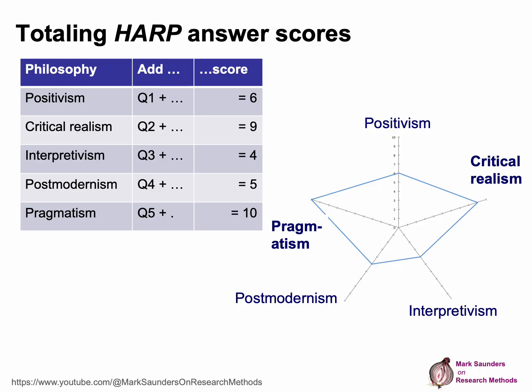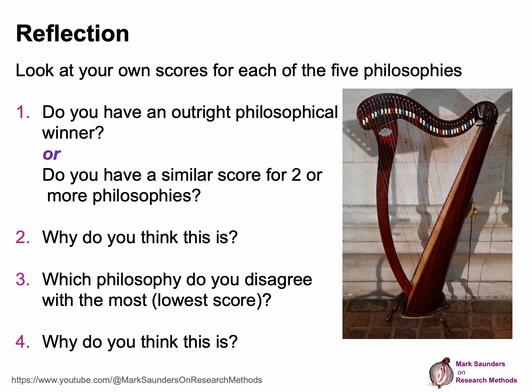What I'd like to do is leave you with a few reflexive questions to think about things a bit more. Look at your own scores for each of these 5 philosophies. Do you have an outright winner? In other words, is there one of those 5 philosophies which the score is way high? For some people it gets into 17s and 18s, with other scores going down to 0 or even into minus numbers. Or perhaps you may be like in the previous slide, having similar scores for 2 or more of the philosophies. It differs.